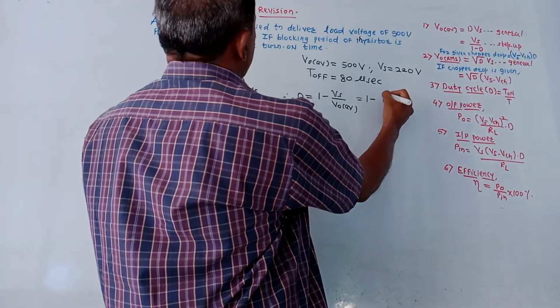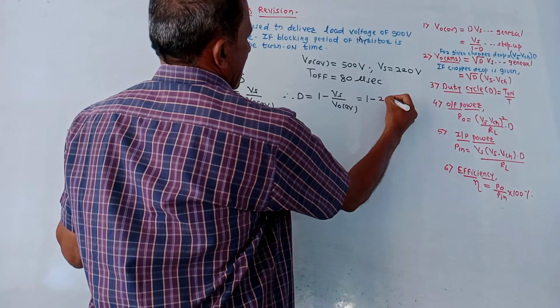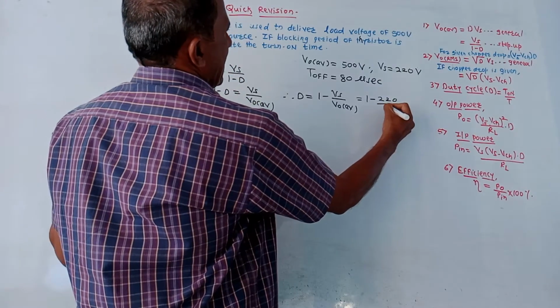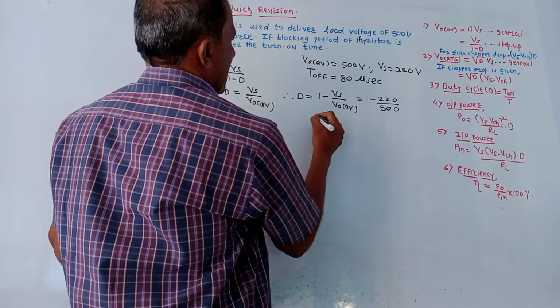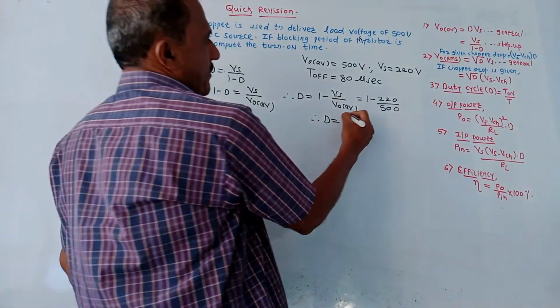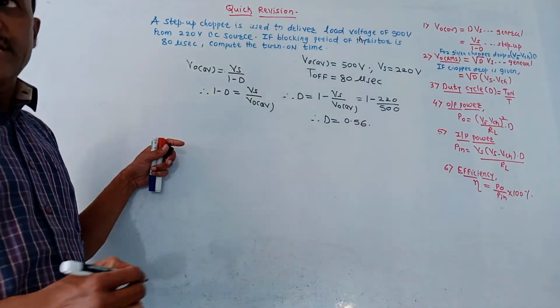1 minus Vs. Given value of Vs is 220 volt upon V0 average, that is given in the question, that is 500 volt. Therefore, if you solve this on the calculator, value of D will be 0.56. This is the value of D.